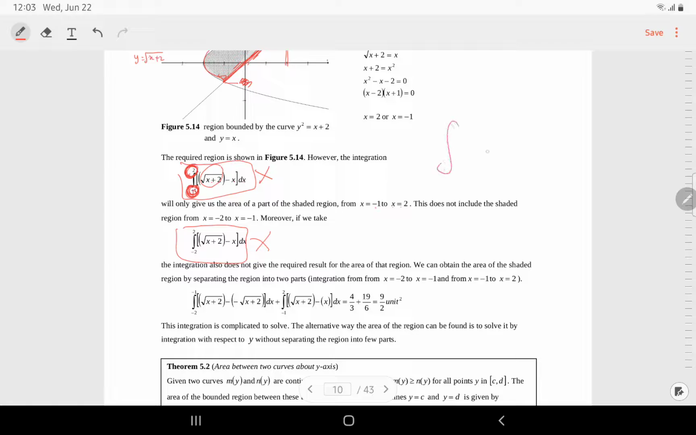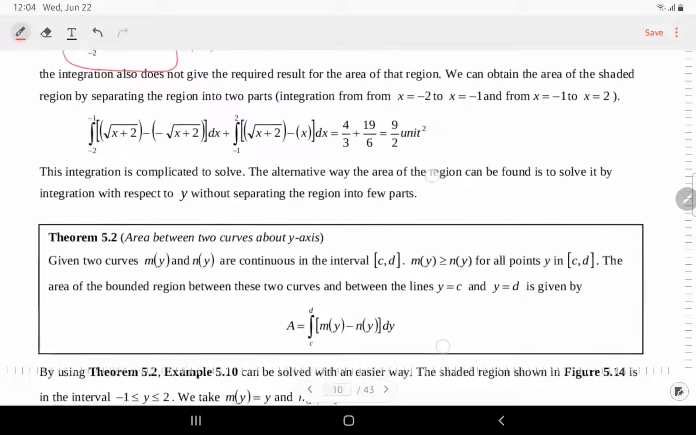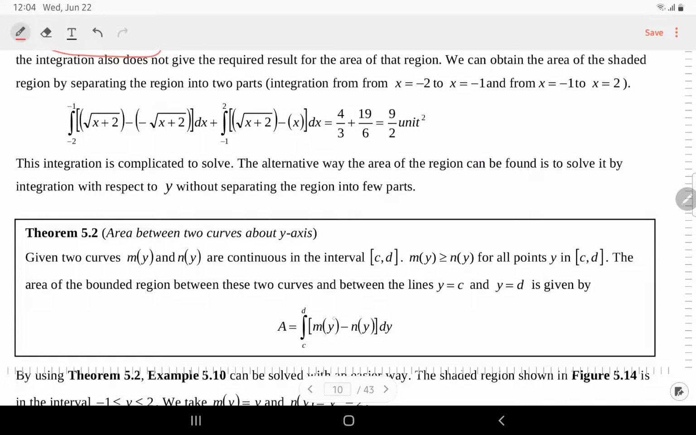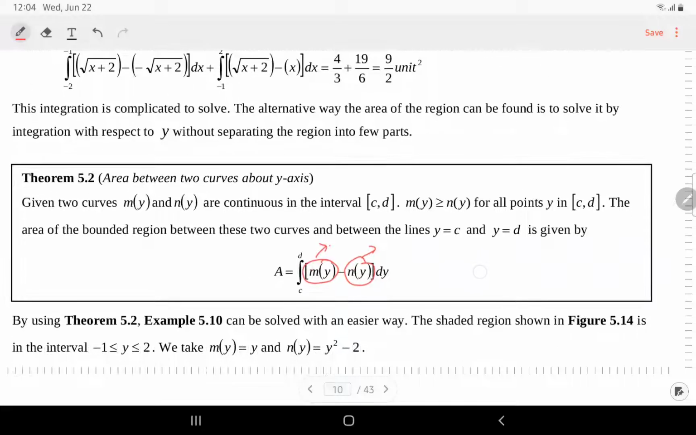Okay, kita kena integrate dekat sini, kena letak dy. Okay, so this is the formula. Okay, so you all boleh nampak ada dua function yang ditolakkan. M tu apa? N tu apa? M tu adalah function belah kanan, N belah kiri. Okay, take note sikit dekat you all punya nota. Ni function kanan tolak dengan kiri. Tadi untuk formula dalam teorem 5.1, function atas tolak function bawah. Okay, yang ni kanan tolak dengan kiri. Integrate by dy. Okay, yang tadi integrate by dx.